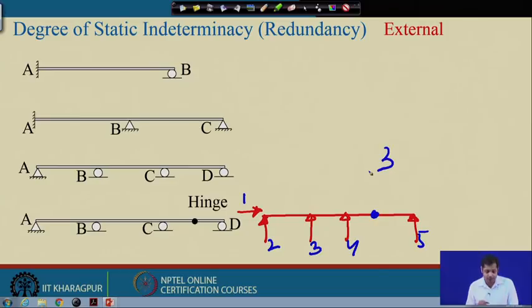And then in addition to that, since it is a hinge, it cannot take any moment. So, an additional equation is available at the point of the hinge, that moment at this point is equal to 0. So, the total number of equations available is 4 and the total unknowns are 5. So, 5 minus 4, in this case the degree of static indeterminacy is 1.